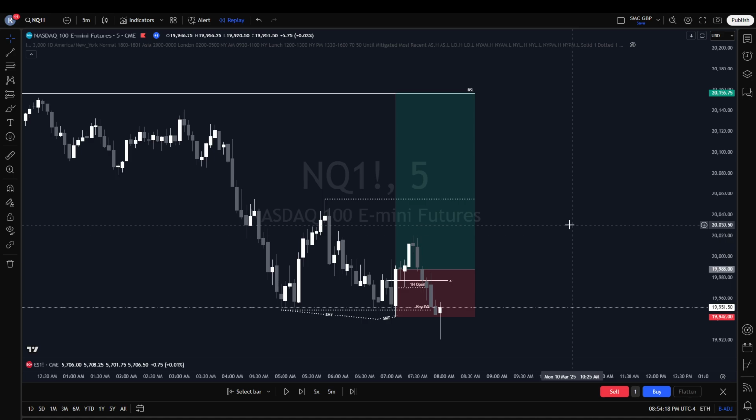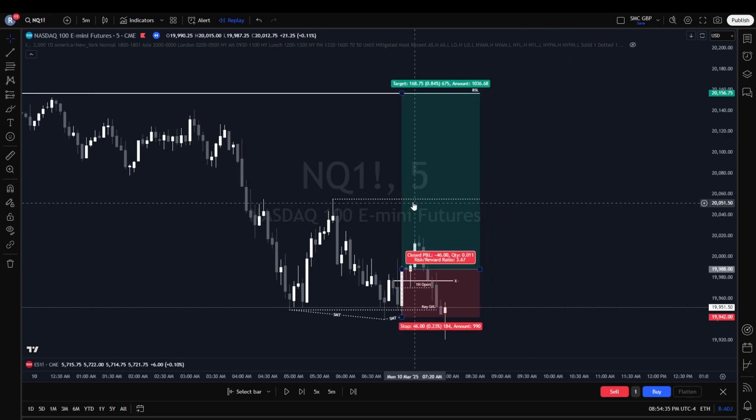So 3% in 4 trades and about 5 hours worth of technical analysis on the charts. That is the type of efficiency and the type of consistency that I want to see you guys achieving as well. Less is more, especially in price action like this.